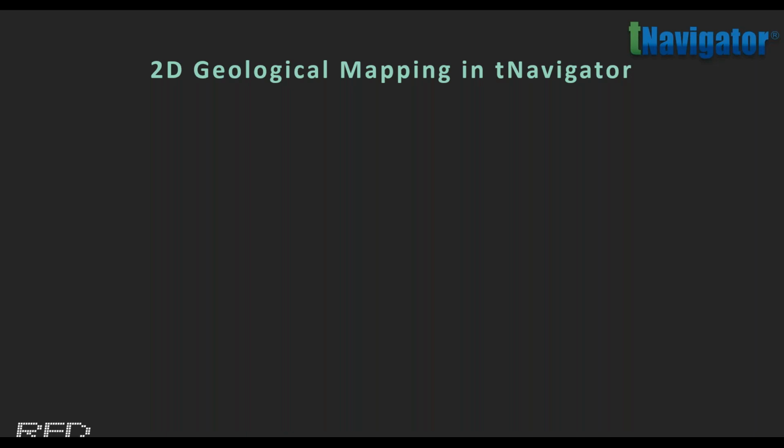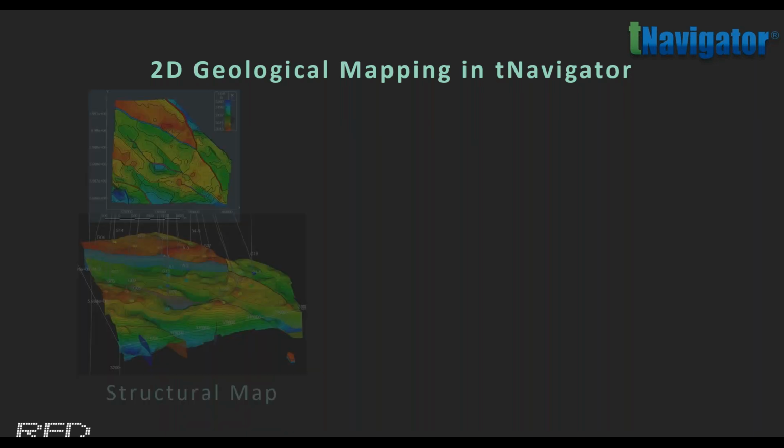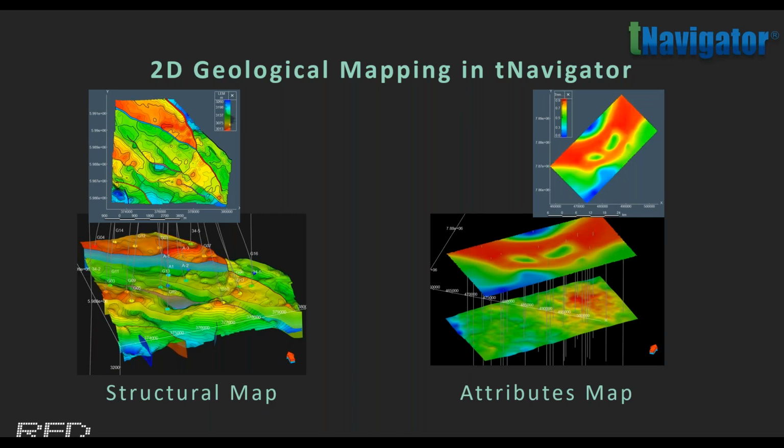Now, if you're already familiar with tNavigator comes as a simulation software first, and then we expand more to the G&G domain now, right? So we have expanded into 3D static modeling, 2D mapping, and also geophysics. So in this particular webinar, I would focus on the 2D geological mapping, which basically comprise of two main things, right? The structural map and the attributes map. So in this demo, I will show you how to do it and how to QC and visualize it using tNavigator.